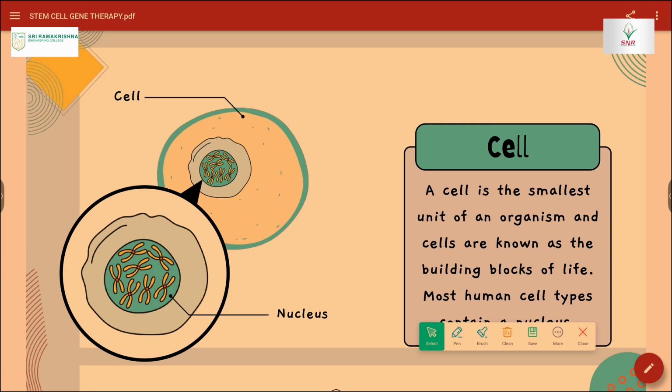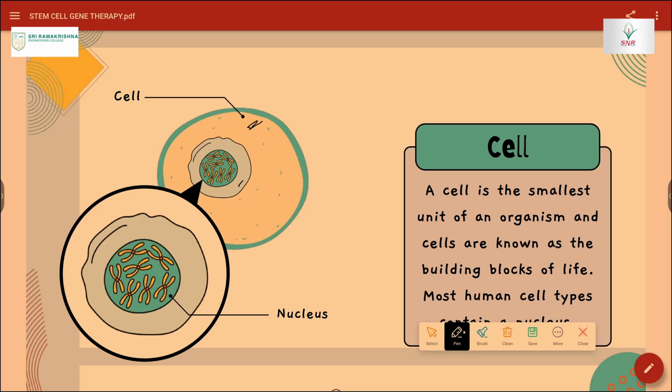Cell, we all know, is the basic structural and functional unit of life, and in the cell we can see a very small part that is called the nucleus. The cell is actually micrometer in size. Inside the cell we can see the nucleus, and inside the nucleus we can see the chromosomes. So, that is what we are discussing today.